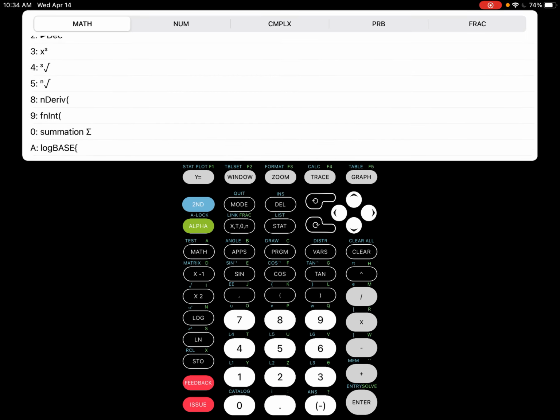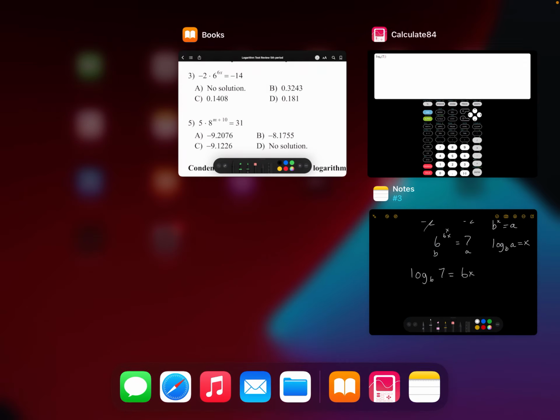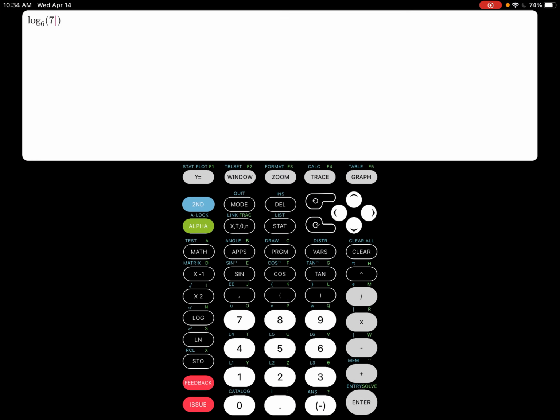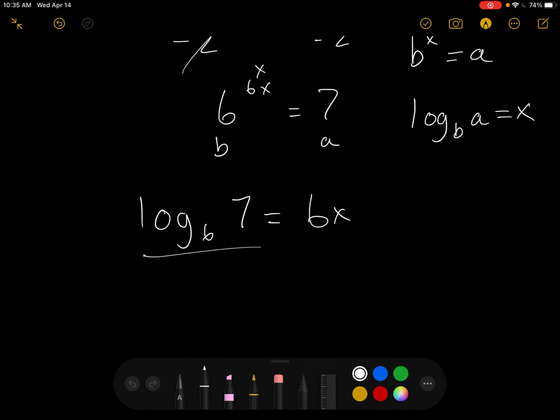You're going to scroll down to option A, which says log base, and then a bracket. And you're going to type in log base 6 of 7, right? I think that's what we have. Yep, log base 6 of 7. And you're going to click enter, and you're going to get this value, 1.0860. We round to 4 decimals, so that's where we would round. That's what this value is, right?